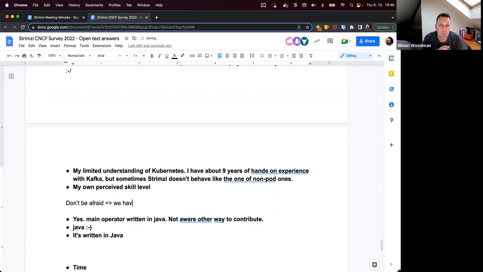I guess just on the behavior of Strimzi versus non-pod ones, it would also be interesting to know what they mean by that and how they perceive Strimzi as behaving differently, and whether that's a common perception or not, and yeah, what they mean by that.